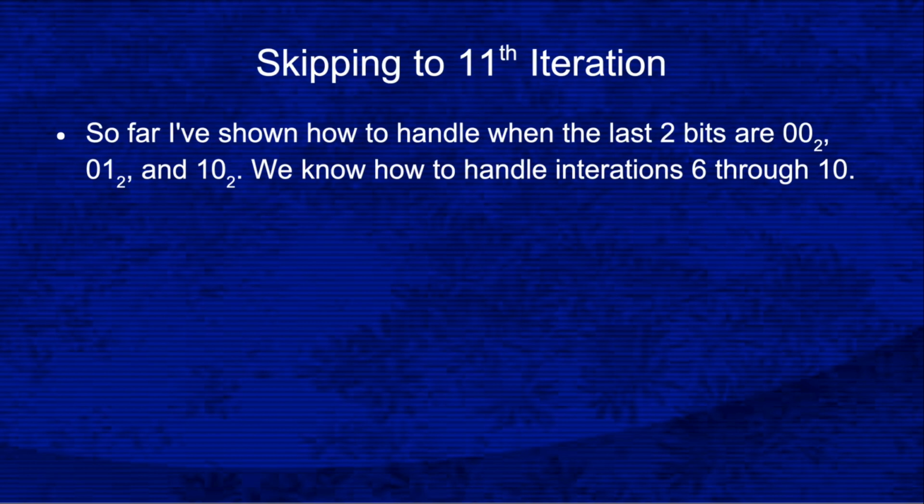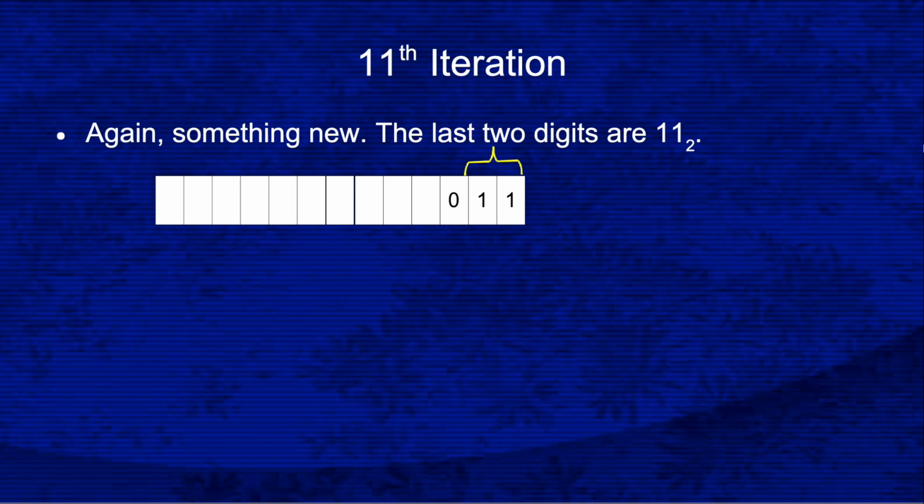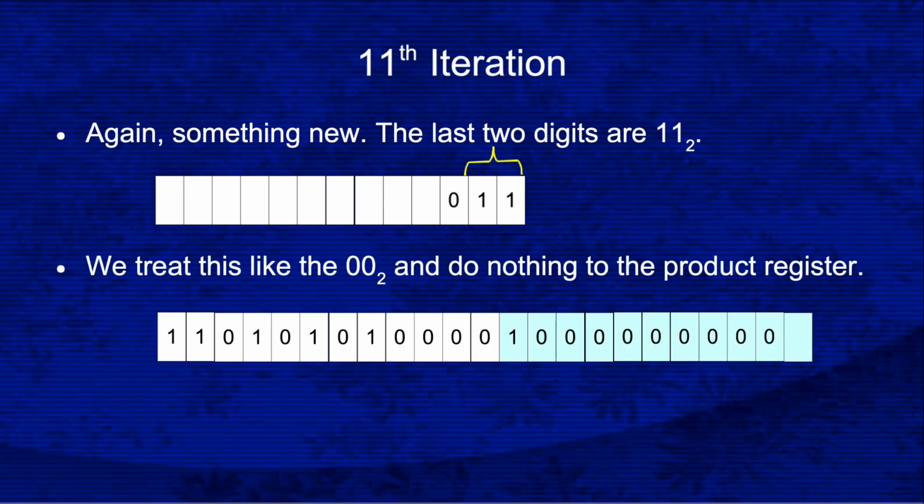I've shown what happens when the last 2 bits of the multiplier register are 00, 01, and 10, so the details of processing iterations 6 through 10 can be skipped. For the 11th iteration, the 2 least significant bits of the multiplier register are 11. Now what do we do? Nothing. We treat this the same way as if the 2 least significant bits of the multiplier were 00. We're in the middle of a string of 1s. We only add or subtract the multiplicand from the product register at the beginning or end of a string of 1s.